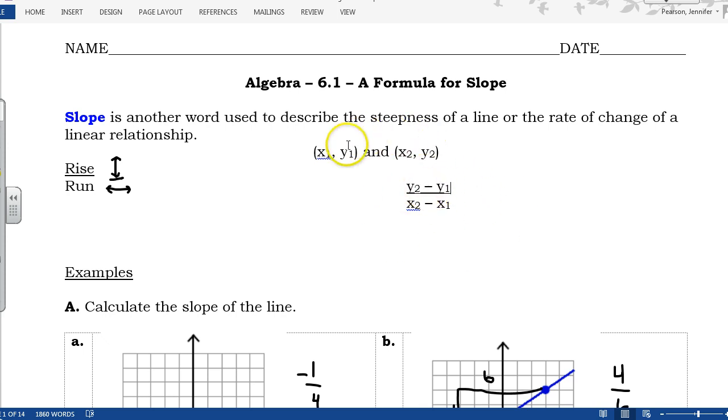I subtract the y's, and that gives me my rise. I subtract the x's, and that gives me my run.